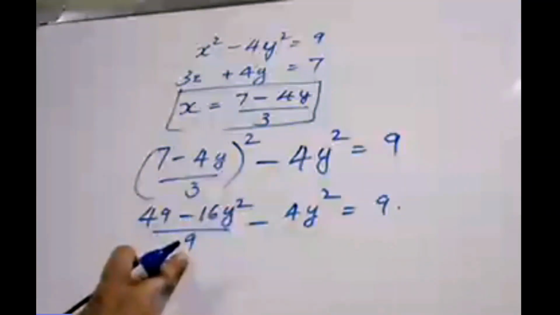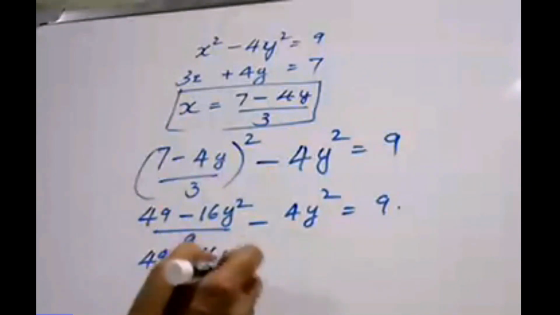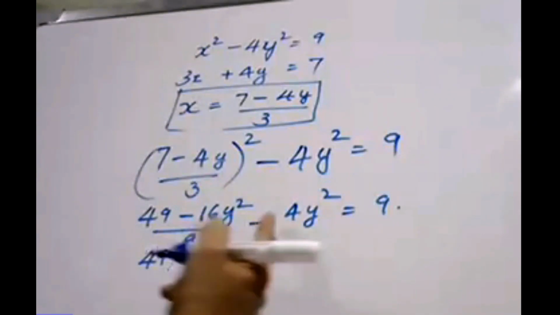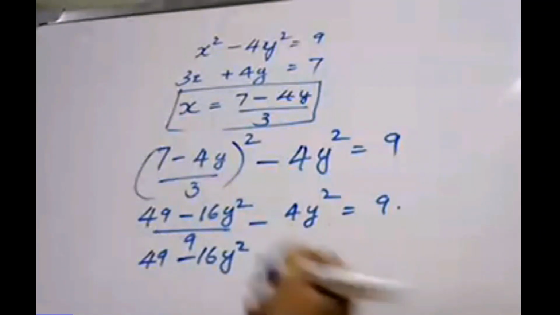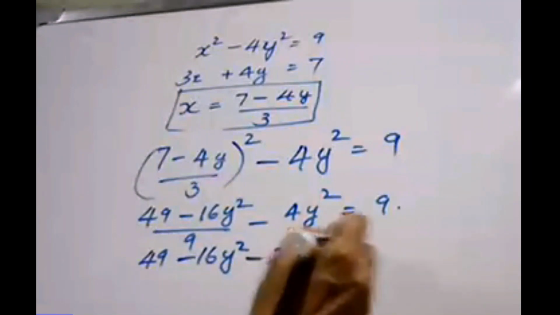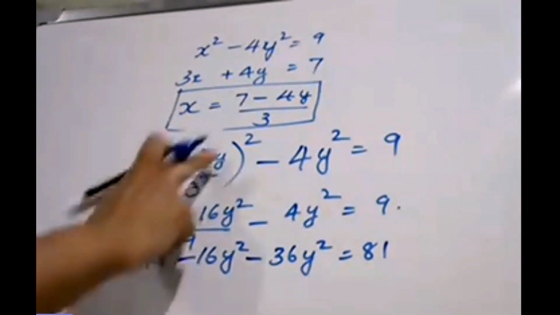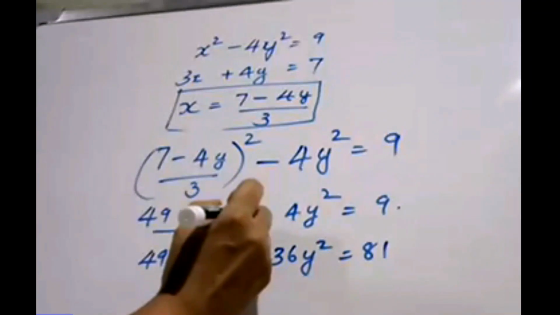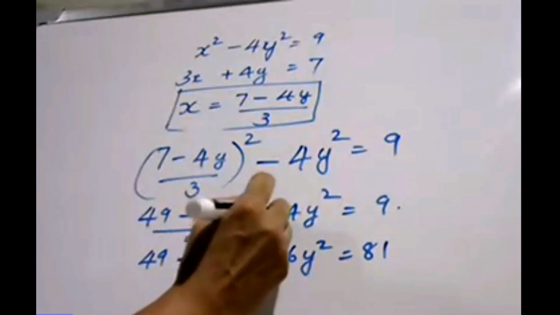Again, I am simplifying this. I am removing the denominator. So I can write this 49 minus 16y squared. I multiply it with this. I'm removing the denominator, means that I have to multiply the other terms with that. So this is now minus 36y squared is equal to 81. Sorry, I have missed a term in between. It's a whole square. So there is one more term, which is equal to 2 times, this is equal to 56y.